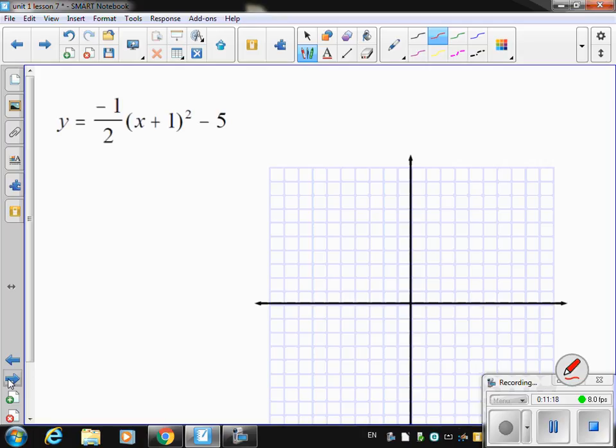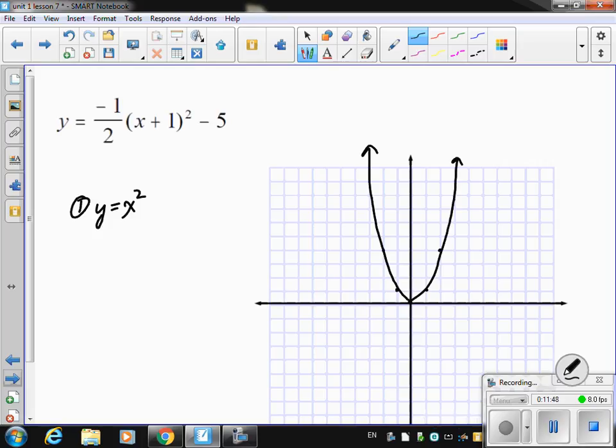Last one. Y equals negative 1/2 (x plus 1) squared minus 5. Starting with our parent function, y equals x squared, 0, 0, over 1 up 1, over 2 up 4, over 3 up 9, over 4 up 16. There we go, y equals x squared.